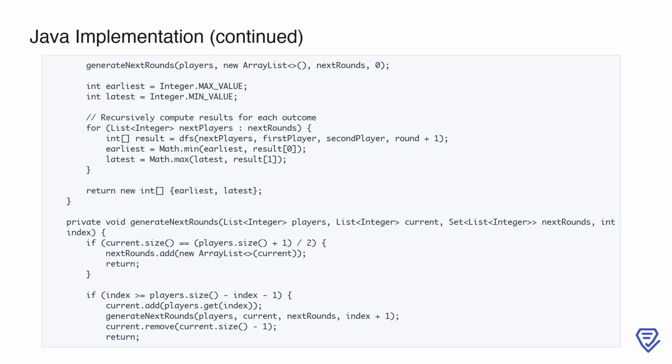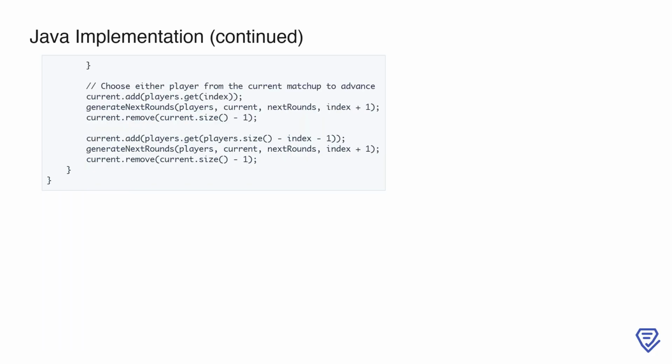The GenerateNextRounds method uses a helper approach to recursively build valid combinations for the next round, ensuring that players are paired correctly based on the current matchup index. The GenerateNextRounds method manages the pairing process. If the current pairing has reached the midpoint of the list, the combination is finalized and added to the set of possible next rounds. Otherwise, we consider two options for each matchup: advancing the player at the current index or advancing their opponent from the opposite end of the list. By recursively exploring both choices, we ensure that all valid configurations for the next round are generated.